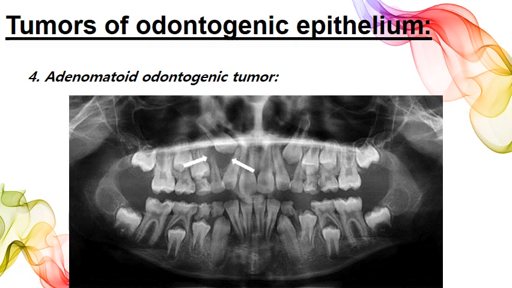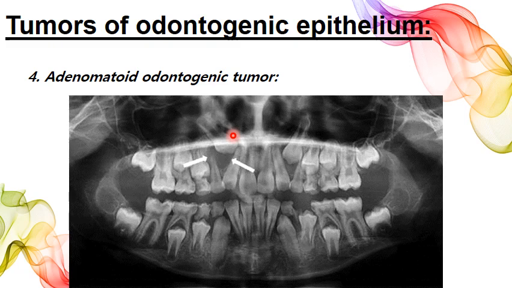The location of this lesion is usually the anterior section of the upper or lower jaw, and it is often related to unerupted canines. As we see here, this is an unerupted canine, and this is the adenomatoid odontogenic tumor. Clinically, it appears as an asymptomatic, slowly growing volume, often related to an unerupted canine, in the gingival region of the upper or lower jaw of patients between 8 to 19 years old.